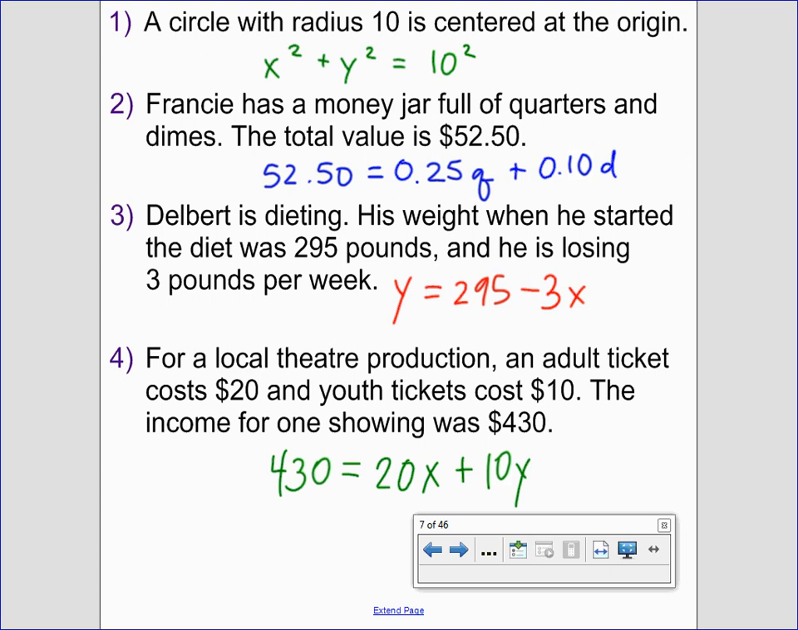So guess what? One of these equations is an explicit relation. Three of them are implicit relations. So three of these are implicitly defined relations. One of them is an explicit relation. Go and decide with your partner the difference between explicit relation versus implicit relation. What would be the defining characteristic then?